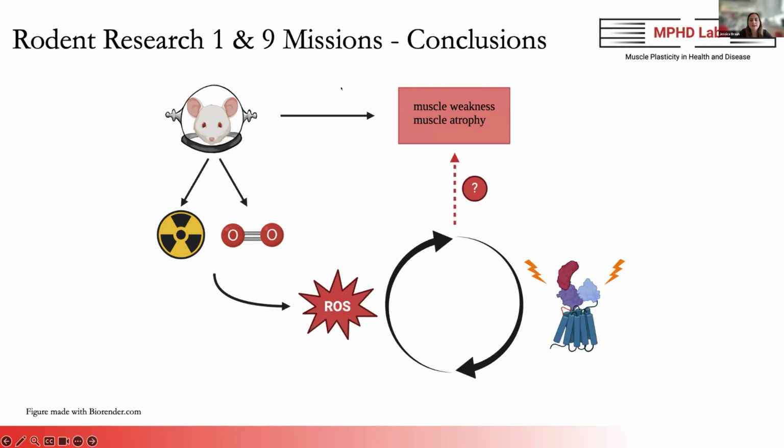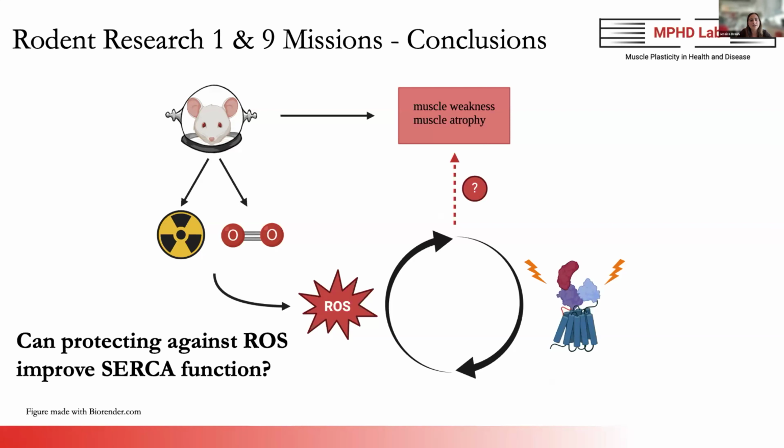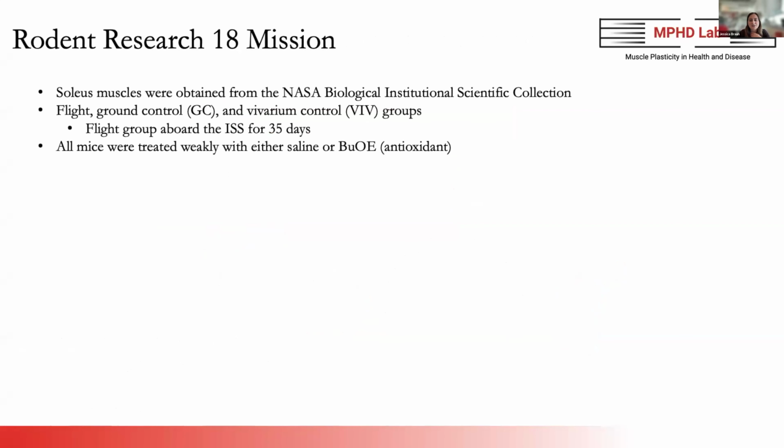Whether this is leading to or contributing to the muscle atrophy and weakness that we see following spaceflight does still remain unknown. But this led us to another question along the lines of whether preventing or reducing ROS could potentially protect SERCA function and improve muscle health following spaceflight. So in order to answer this question, we were actually able to obtain more soleus muscles, but this time from the Rodent Research 18 mission. So this mission similarly had 3 conditions, 2 control groups and 1 flight, but these mice were further divided into recipients of either saline treatment or BuOE, which is an antioxidant.